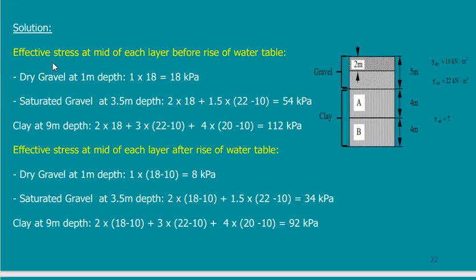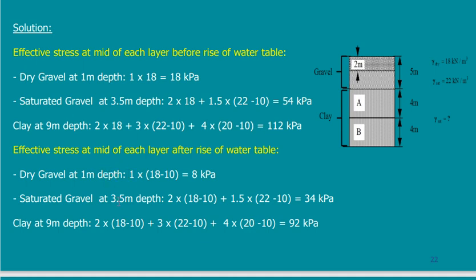So what we are going to do in this problem is the following. I will just calculate the effective stress at the middle of each layer. I have 3 layers, mainly. They were initially 2 layers, clay and gravel, but the gravel is subdivided into 2 layers, one without water and one submerged with water. This is in the first case.